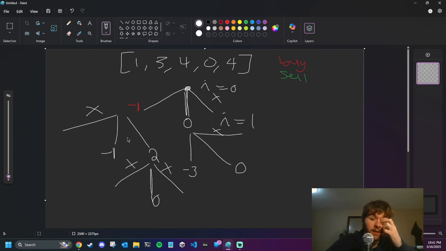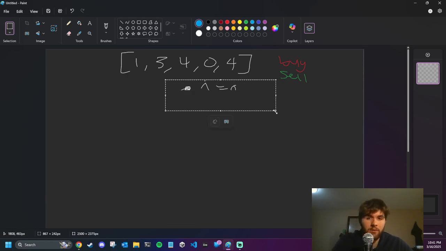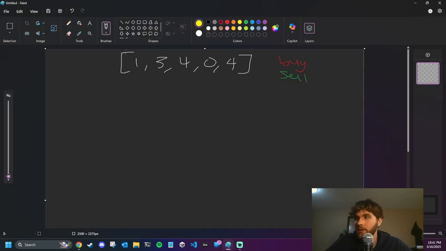Okay, so I don't think that would be an efficient way to do it because it would be like 3 to the power n. So what can we do? We have those choices. We can buy or sell as many times as we want. So that makes me think of subproblems.